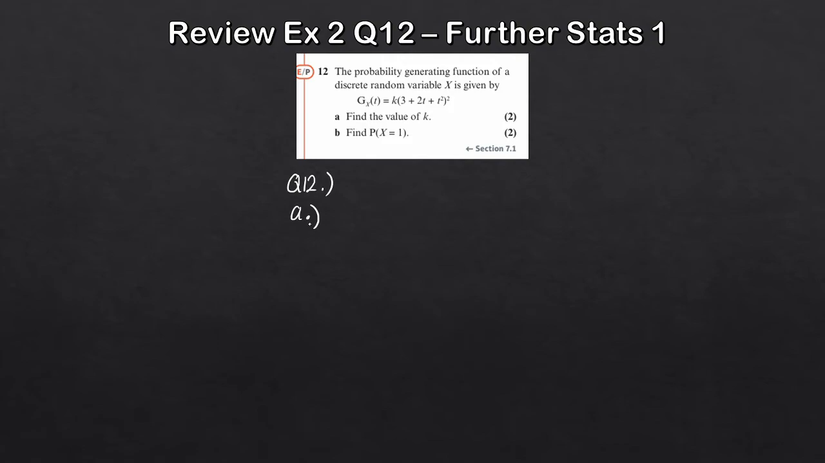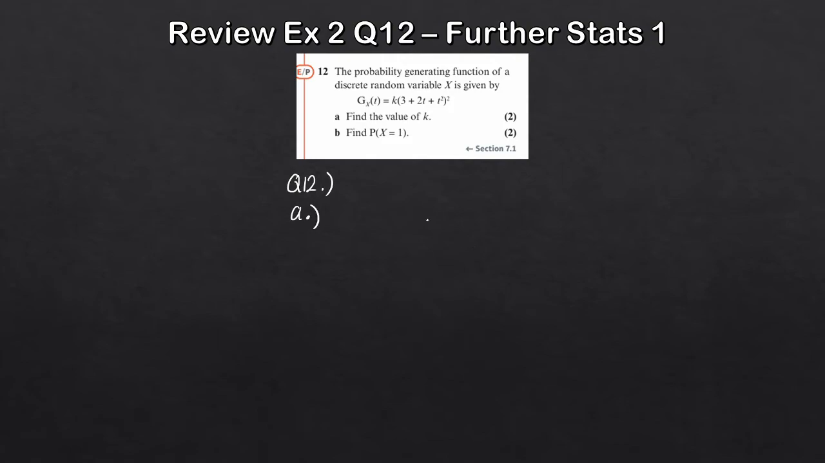So we've got two parts. Part A just wants us to find the value of k, and then part B wants us to actually find the probability from that probability generating function. Well, for part A, again, kind of like your discrete random variables, this is a very standard type of question. But be confident, part A isn't particularly tricky.